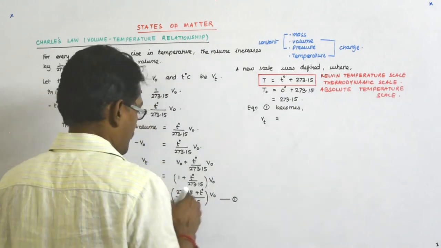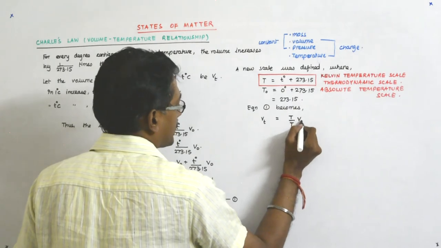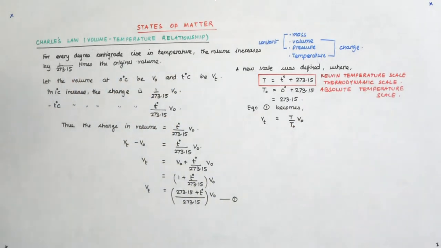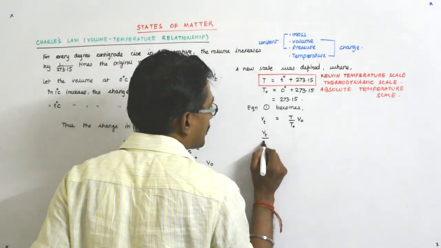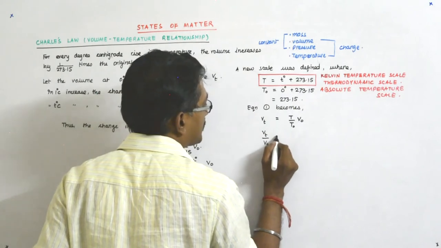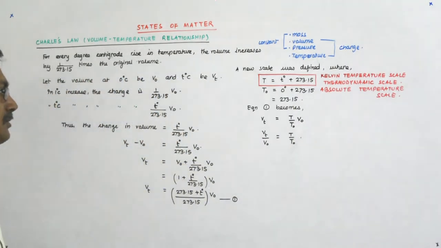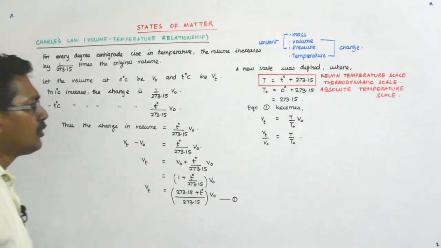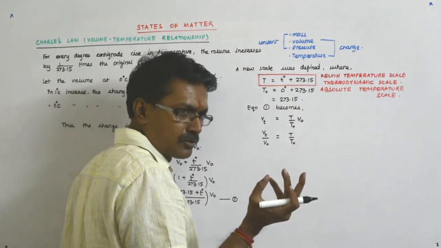Vt is equal to T upon T naught into V naught, is it not? So somehow it becomes Vt upon V naught is equal to T upon T naught, is it not? Now see, I can make it this. I take all the references from zero, okay?